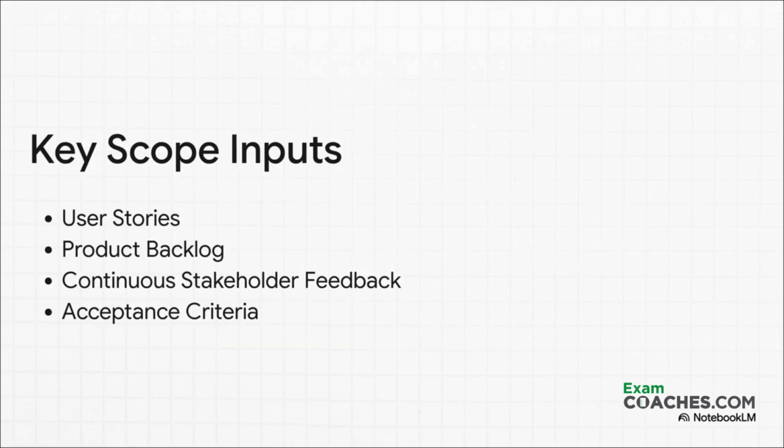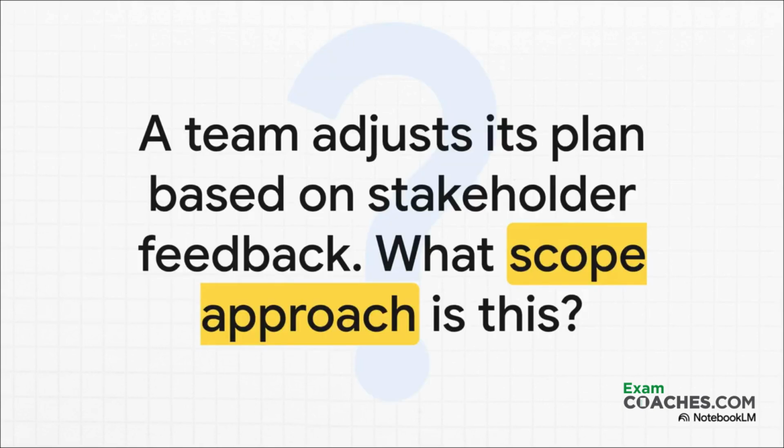You have to remember, in adaptive projects, scope isn't some stone tablet that never changes. It's a living, breathing thing. It gets fed by things like user stories, a prioritized backlog, and probably the most important one, non-stop feedback from your stakeholders. Are you starting to see the pattern here? The scenario describes an action the team is reviewing and adjusting based on feedback, and you just have to name the approach. This is the exact skill you need to sharpen for the exam.